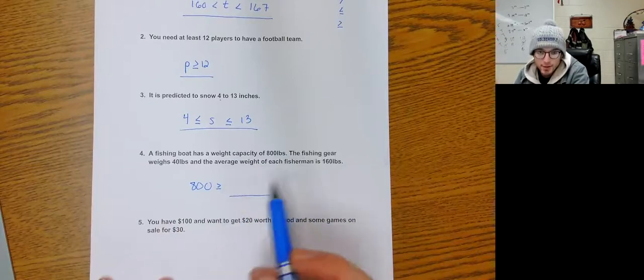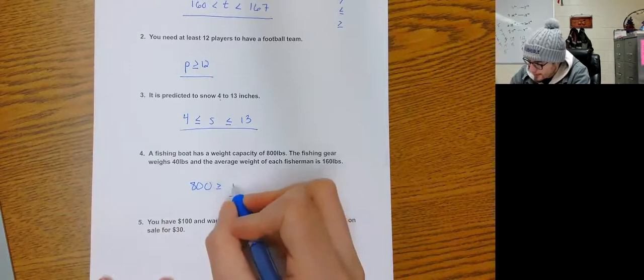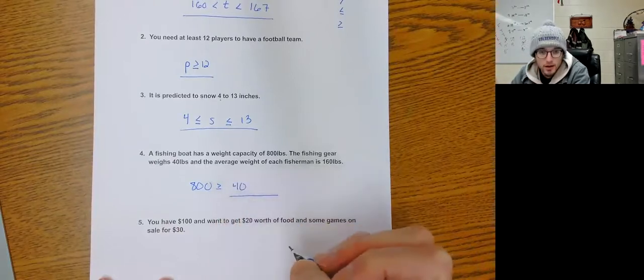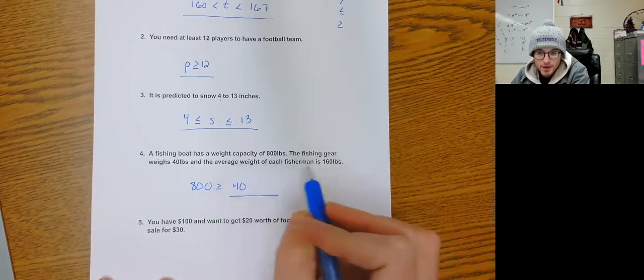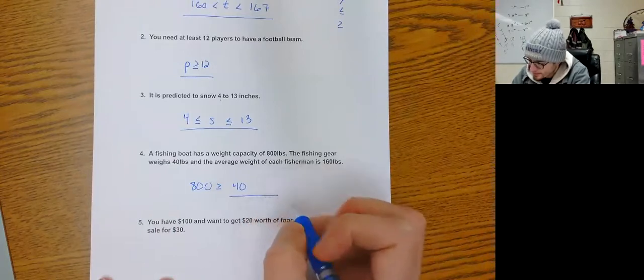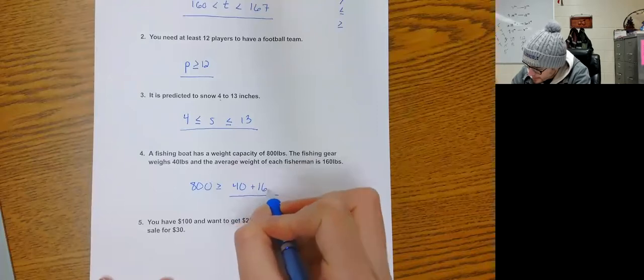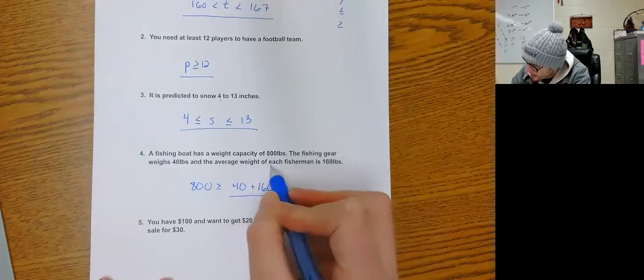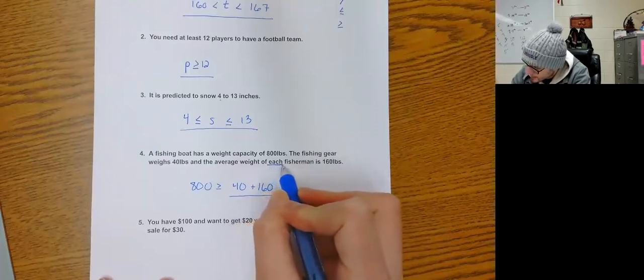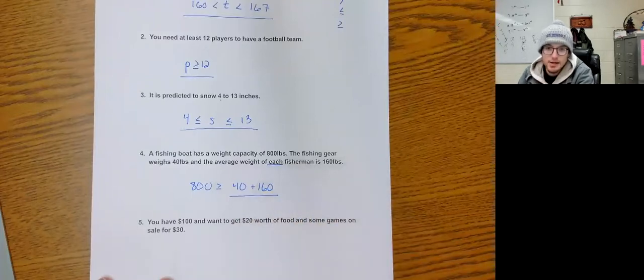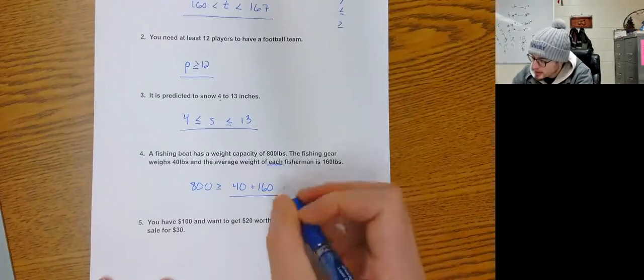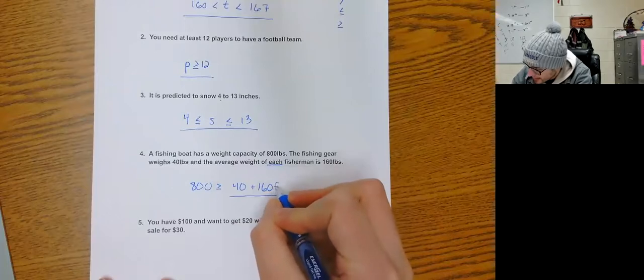So what do we have? We got some fishing gear. That's 40 pounds. So we got 40 pounds of fishing gear, plus the average weight of each fisherman is 160 pounds. So plus the average weight of each fisherman. This is a key word that shows up in a lot of story problems when we're talking about linear stuff: each. That means every single one. So each fisherman, let's say F.